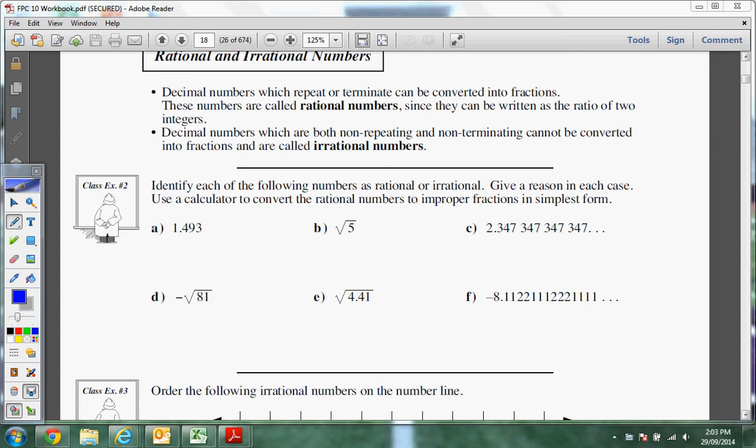They're very what? They're very rare. There's not very many of them. Okay, so don't think it's like 50-50. It's not like some are rational, some are irrational. It's more like 99% is rational, 1% is irrational. Probably even less than that.